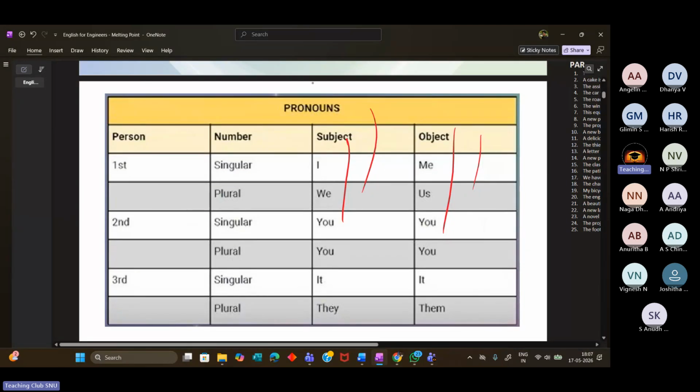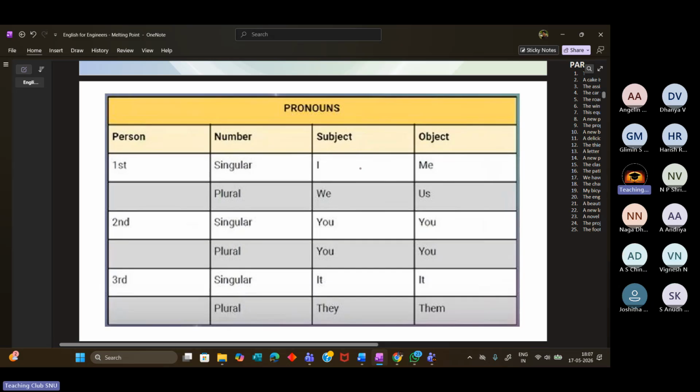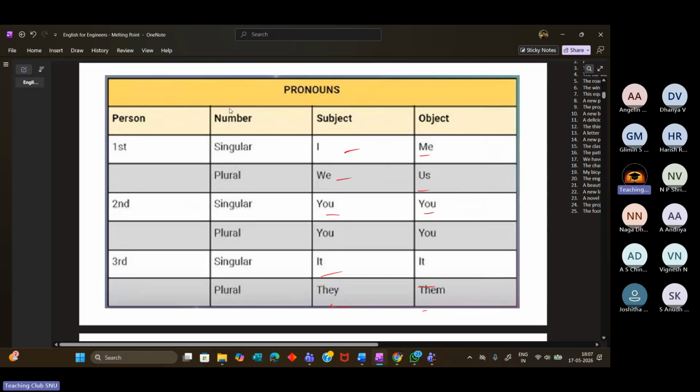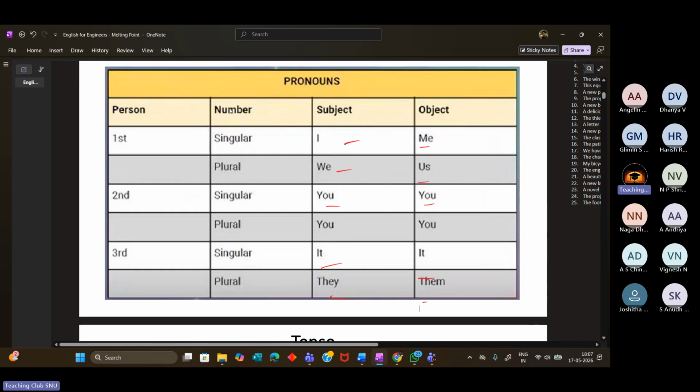This table. We just convert the entities which are in subject form to the object form when it comes to active to passive. So I becomes me, we becomes us, you doesn't change, he becomes him, she becomes her, and they becomes them. So that's as far as the pronouns are concerned.